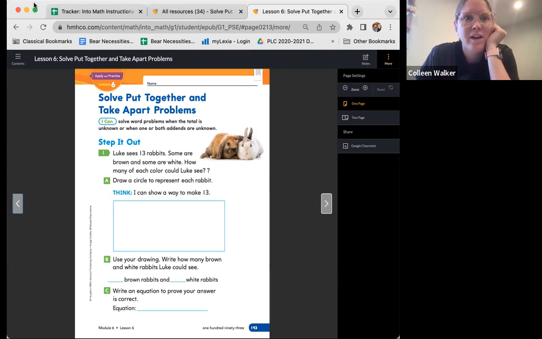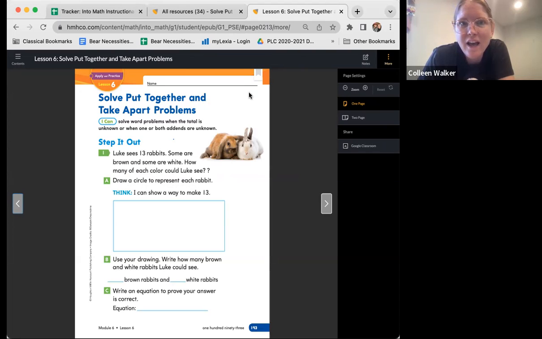Here we go. So this first page, normally it doesn't start with step it out, but it looks like it's starting with step it out right away. So we can jump right into it here. So it says, Luke sees 13 rabbits. Some are brown and some are white. How many of each color could Luke see? Draw a circle to represent each rabbit.